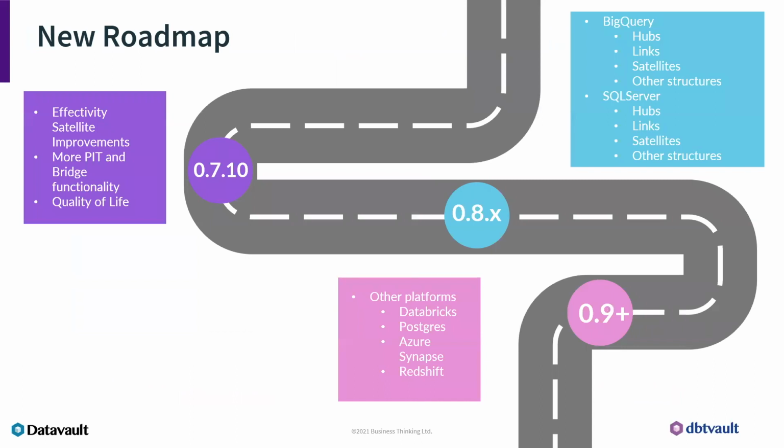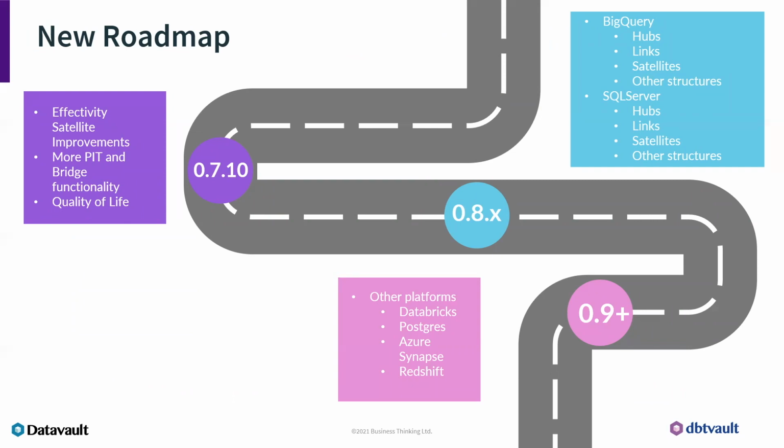So let's have a look at the new roadmap. This is also published on the dbtvault documentation roadmap. All these versions, 0.7.10 and what you get from 0.7.10, etc. That's all on the dbtvault docs if anyone wants to see. Essentially 0.7.10, 0.8 and 0.9, we're hoping to get onto all these versions next year.